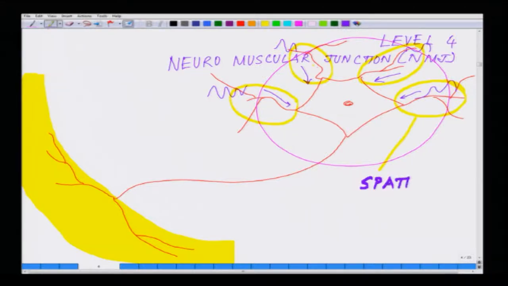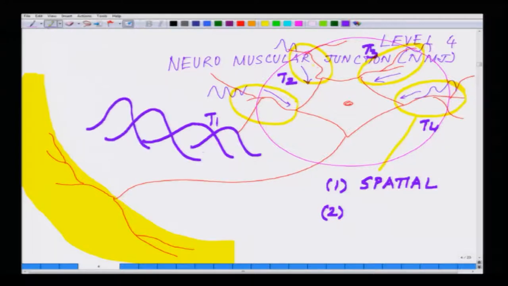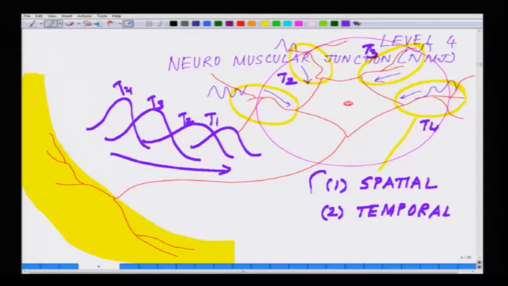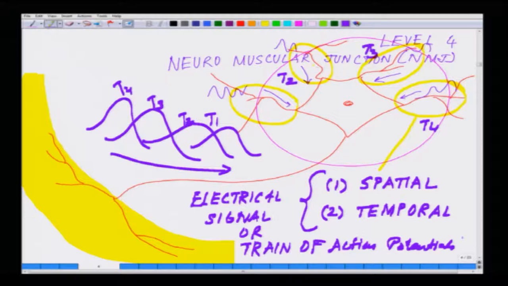So that is why it is spatial, and it is also temporal, because the signal may come at time t1, time t2, time t3, time t4, and one signal may overlap another signal. Say, for example, like this, then another signal coming like this, and another like this. If this one is t1, this is t2, this is t3, this is t4, this is also called temporal. So in other words, the electrical signals, or train of action potentials, arriving at the motor neuron are spatio-temporal. They are spatial as well as temporal in nature.